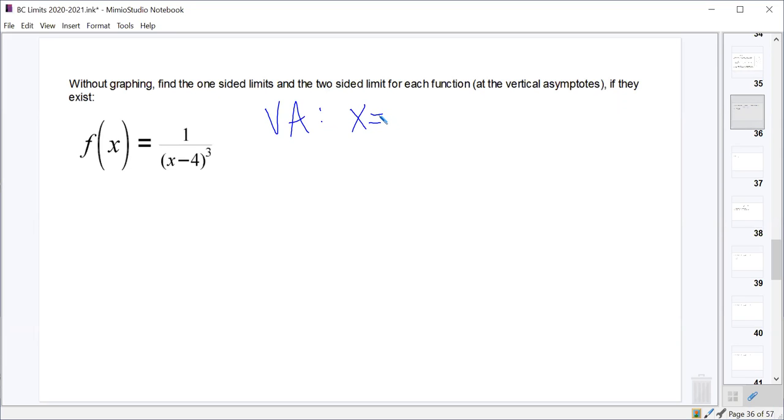x equals 4. So let's look for the limit as x approaches 4 from the left. As x approaches 4 from the left, that's something like 3.999999999. And 3.9999999 minus 4 is a very small negative. And if I cube a very small negative number, I get an even smaller negative number, don't I?